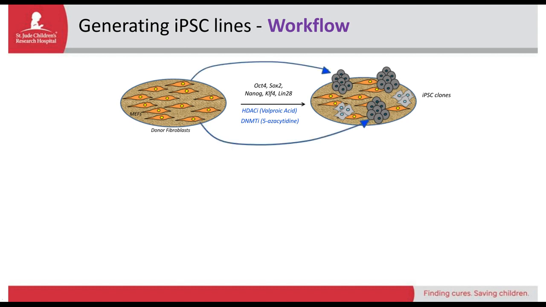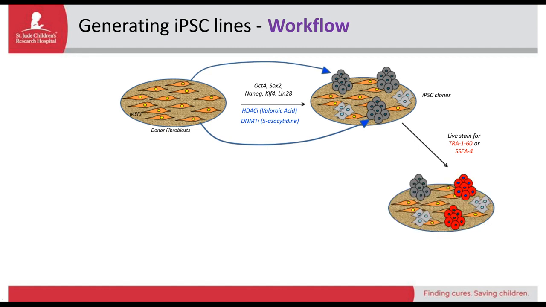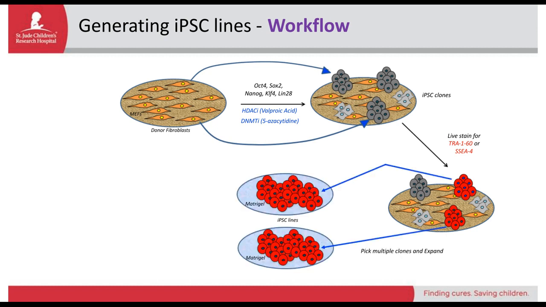It is important to note here that each iPS clone on the dish comes from a single reprogramming event and a single donor cell. So a single donor cell undergoes reprogramming and gives rise to an iPS clone. Now, this dish can then be live stained for pluripotency markers like TRA-1-60 and SSEA4. And the clones that stain positive, we would then pick and expand. But this time we would expand them on a feeder-free surface comprising a mix of different extracellular matrix proteins. The most commonly used substrate is Matrigel.